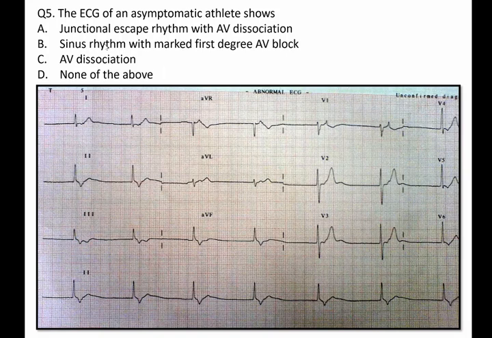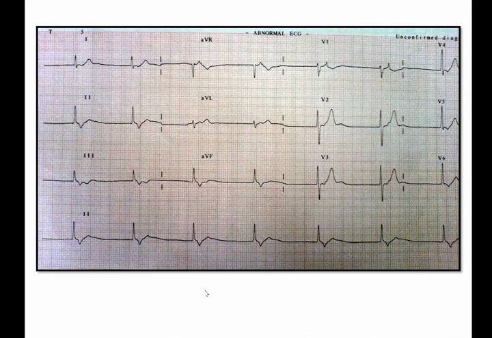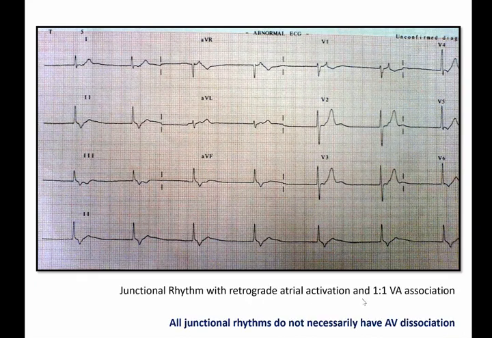none of the above. It is a junctional escape rhythm, but there is no AV dissociation here. And since the P wave morphology is not that of a sinus beat, it is not sinus rhythm. And as I explained, there is no AV dissociation. The correct answer is D, none of the above. This is junctional rhythm with retrograde 1-to-1 VA conduction. So the correct answer will be junctional rhythm with retrograde atrial activation and 1-to-1 VA association.